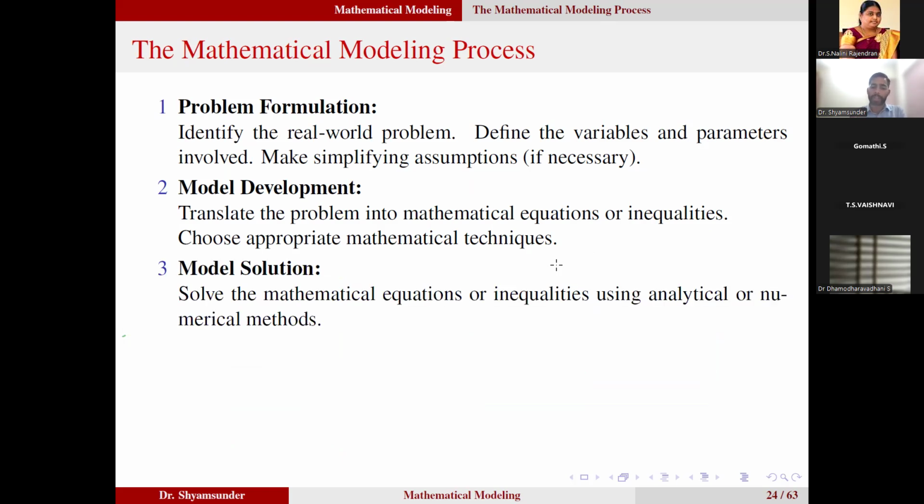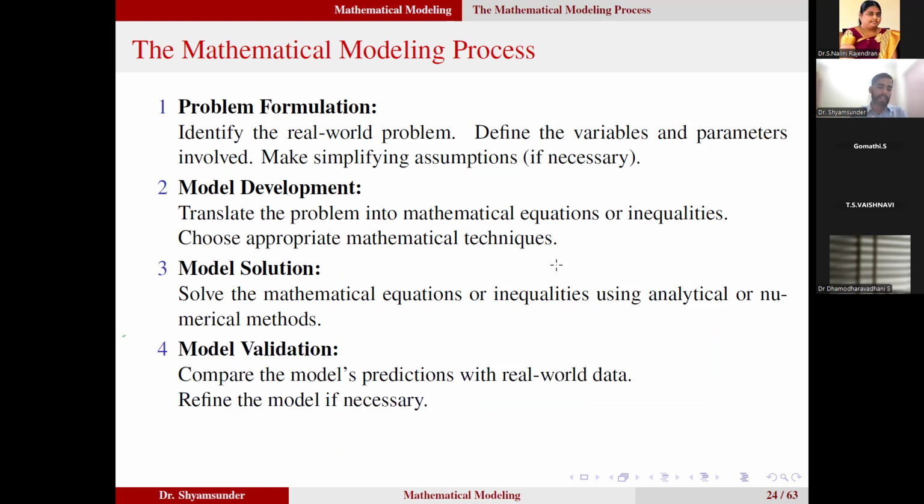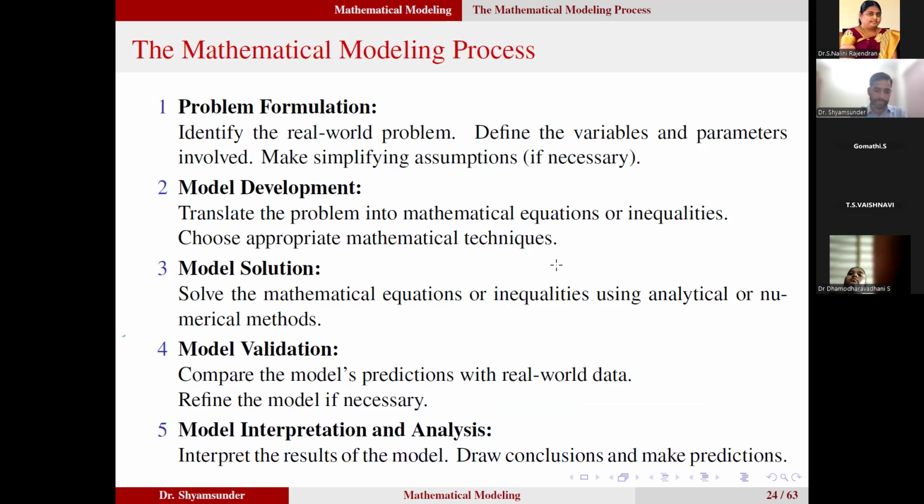Third is model solution. Solve the mathematical equations or inequalities using analytical or numerical methods, or software like MATLAB, Mathematica, Maple, and Python. Lastly, model validation. Compare the model's predictions with real-world data, and refine the model if necessary. If the results are not good, refine again until we get good results.